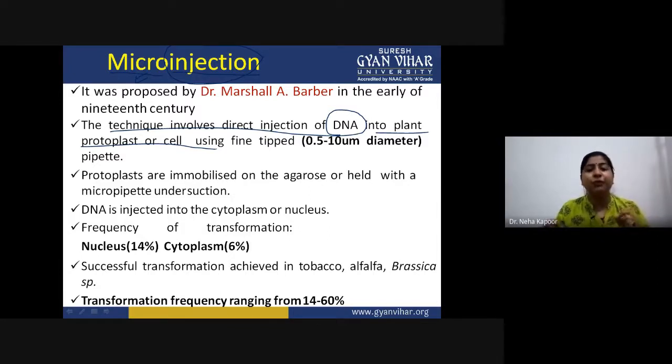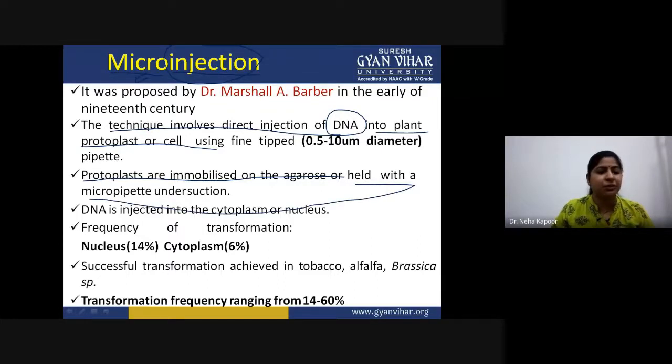That means we would be injecting our gene of interest or DNA of interest inside the plant cell by using a syringe which has a very fine tip, around 0.5 to 10 micrometers in diameter. Suppose you want to transform your cells with this method. First of all, the protoplasts are immobilized onto agarose, or they are held with a micropipette under suction. That means, first of all, you need to prepare the plant protoplast.